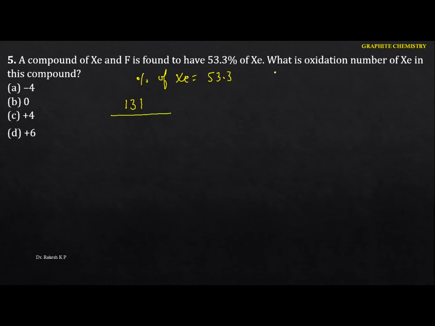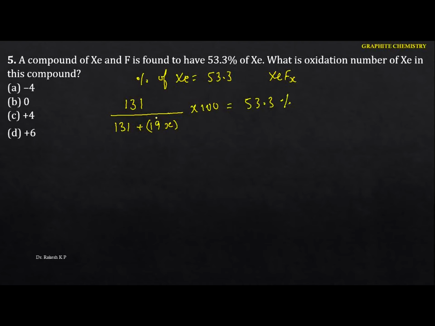We don't know what the compound is, so let me write XeFx. We don't know what x is. It may be 2, maybe 4, maybe 6. So this is the mass of xenon here, and I'm talking about the molar mass of XeFx. The atomic mass of Xe is 131, and the atomic mass of fluorine is 19. I don't know exactly what x is, so I'm going to write it in this form, times 100, which is equal to 53.3%. This is the percentage given.